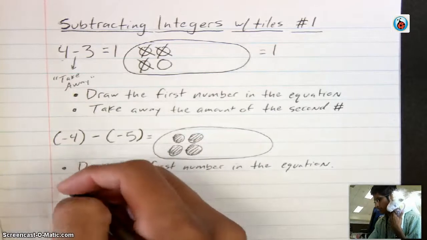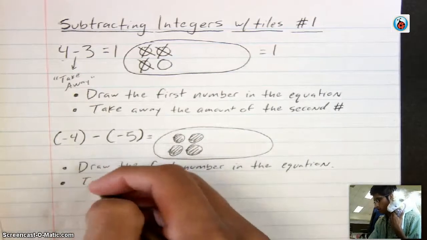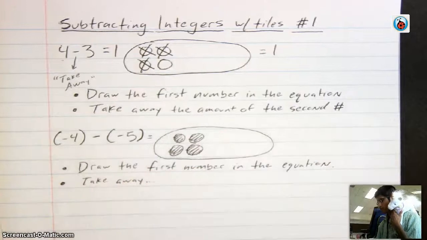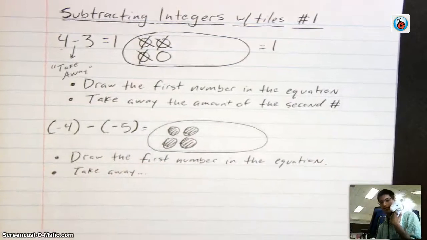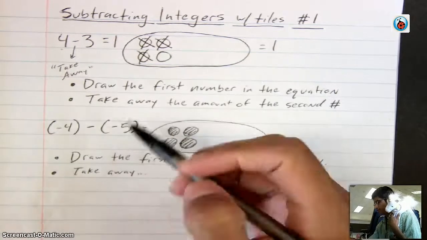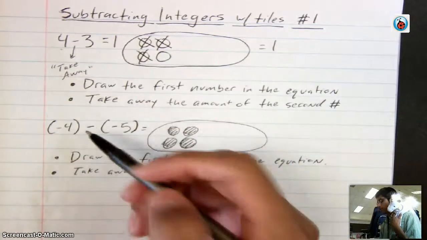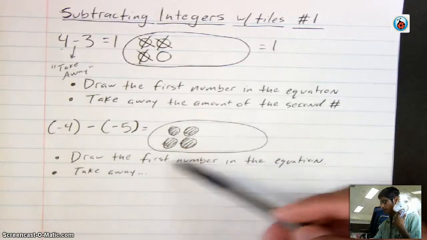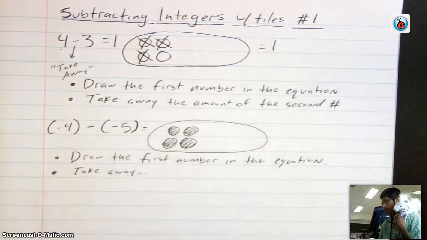Alright, so my second step is to take away... Hold it! Yeah? You can't take away 5 negatives, there's only 4 negatives. Ah, so you're catching on here. So that's kind of where this is getting tricky. This problem says subtraction means to take away. So if I'm going to take away 5 negatives, I only have 4 negatives. So something needs to be done.